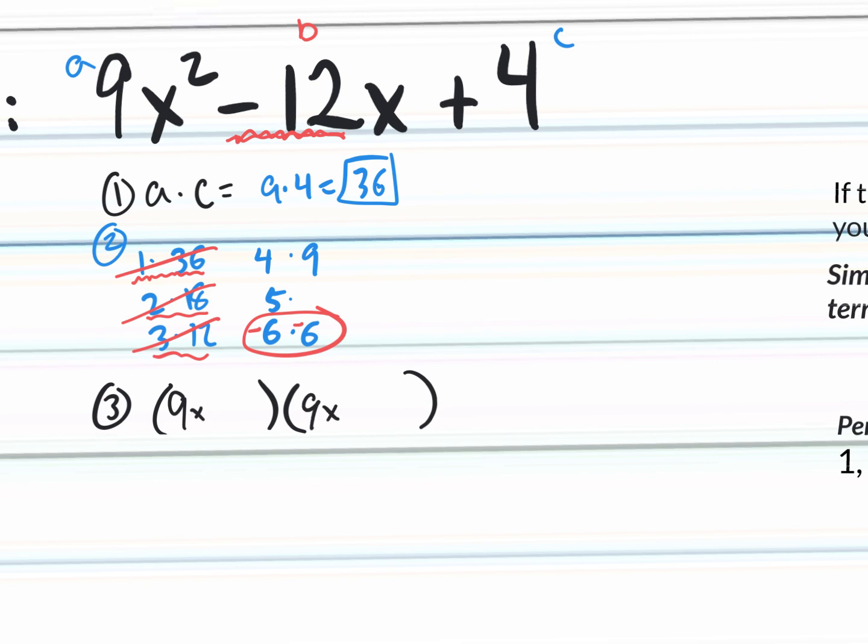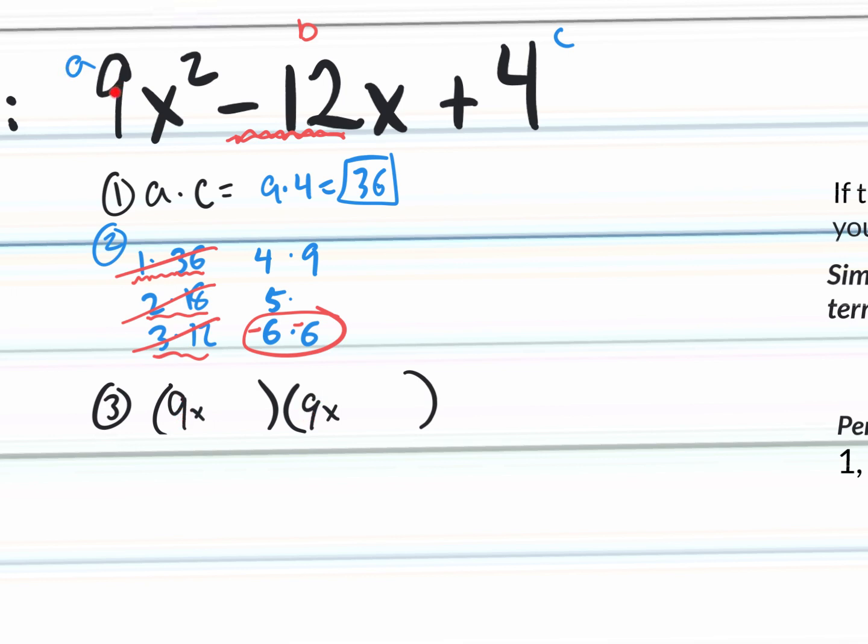The other method would be to change this trinomial to a 4-term polynomial by replacing your middle term with those two negative 6s. So if you wanted to, you could say 9x squared minus 6x minus 6x, instead of the minus 12x, and then plus 4. That way you could factor by grouping because you have 4 terms. But the quicker, better method would be to jump into this factored form format with ax and ax.